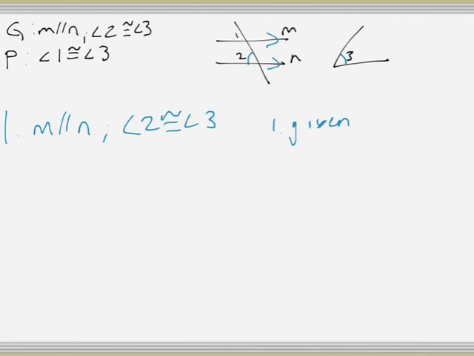Our goal is to prove that 1 is congruent to 3. Okay, well, we can't say that yet, but one question I'm constantly asking myself in a proof is, so what does that tell me? So my given is that I have parallels. What can parallels tell me? When I look at those parallels, what do they tell me?